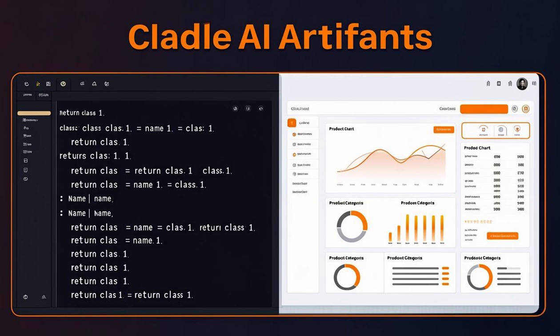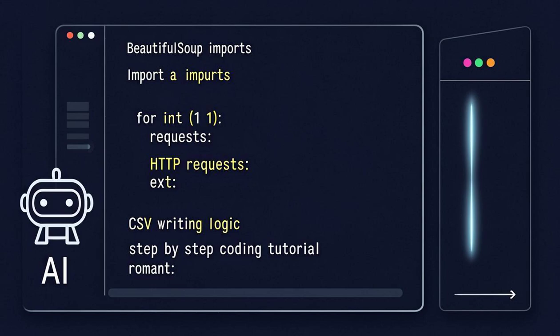Watch what happens. Claude does not just give you code. It explains the approach, lists the dependencies you need to install, and then writes clean, well-commented Python code. In the Artifacts panel, you will see the full script with syntax highlighting. You can copy it directly or download it.